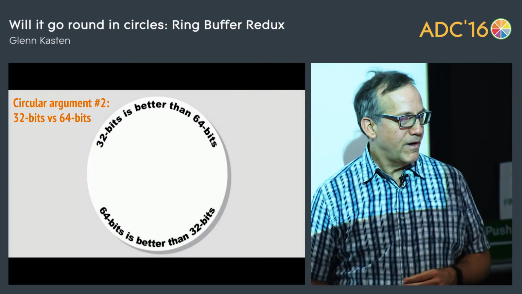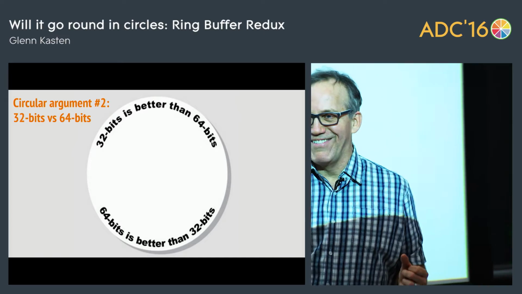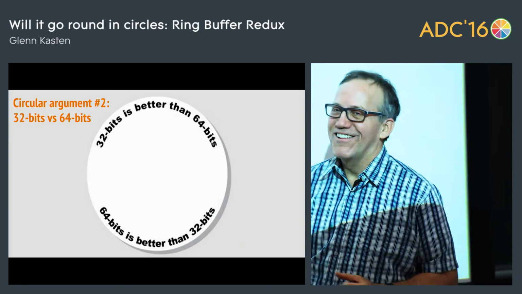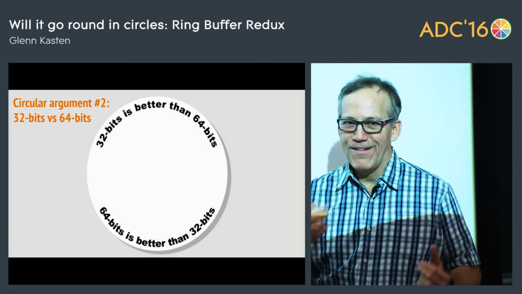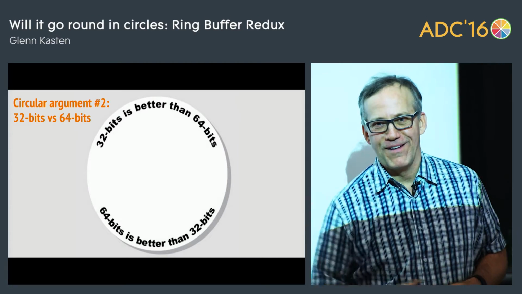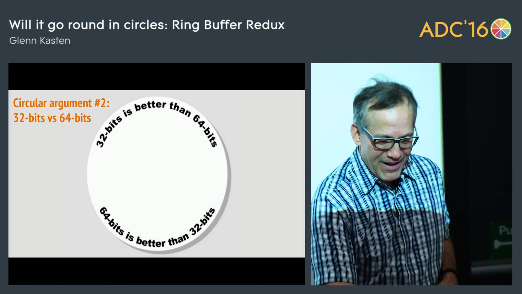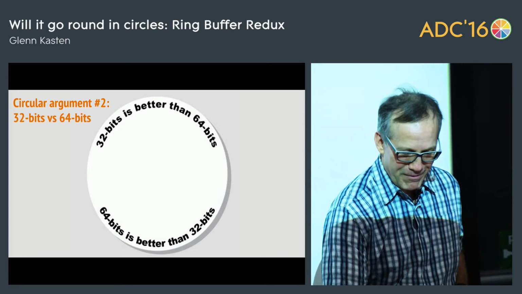Okay, this brings us to our next circular argument, which is how big should the indices be? Phil's eyes are lighting up. We have this argument all the time. Again, you could make it 32 bits, you can make it 64. There's good arguments either way about which size they should be. And again, I know the right answer. Phil knows the other right answer. But we won't get into it. On most architectures now, they're equivalent. You can use either one, whatever you prefer.